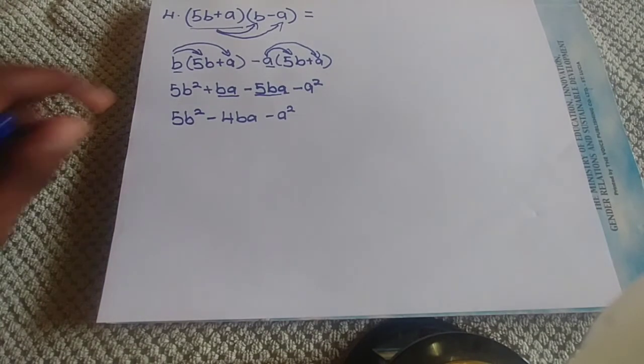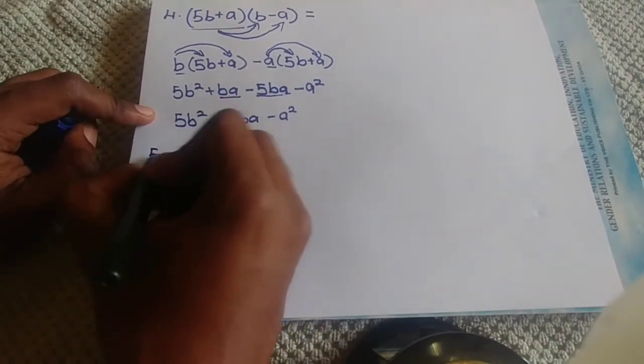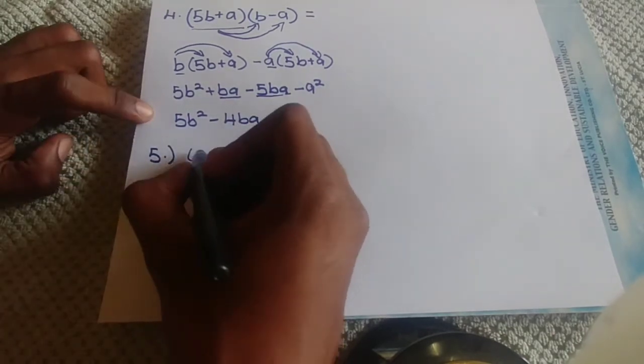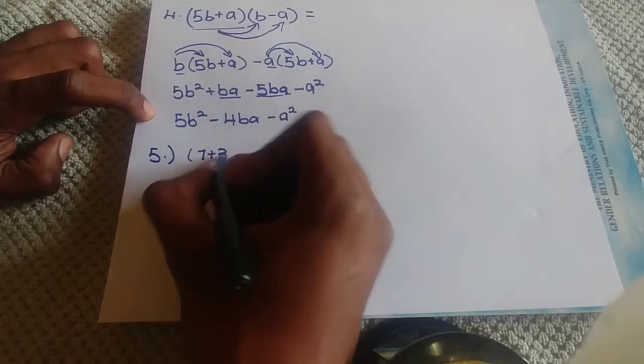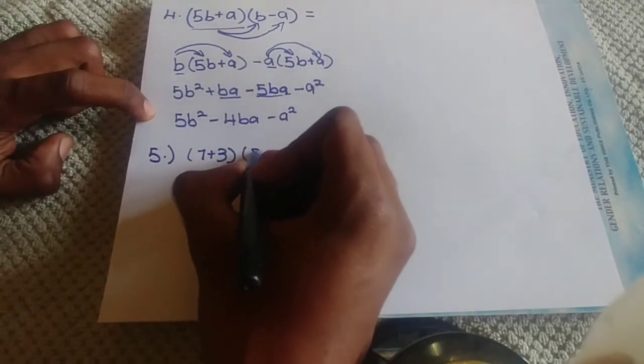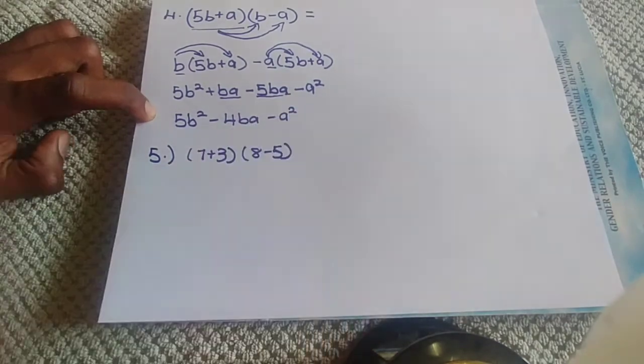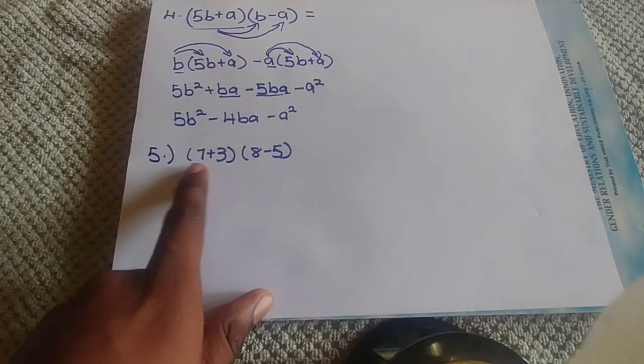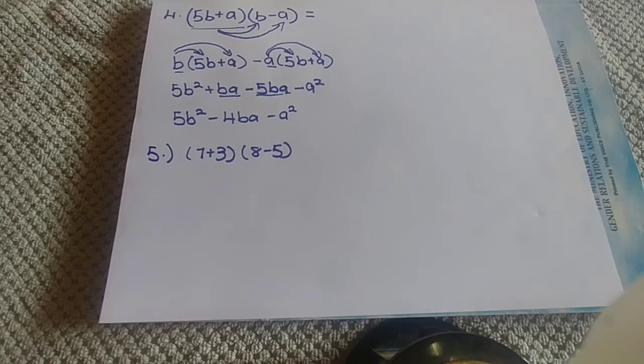Now for the last one, number 5, I decided to put this special case deliberately. We'll see why. Okay, so I'm going to use the same distributive property. We're going to pretend that 7 plus 3 is 1 thing. And actually 7 plus 3, we can write it as 10. But we're not going to do it. We're going to pretend that we cannot simplify 7 plus 3 and just treat 7 plus 3 as one thing.